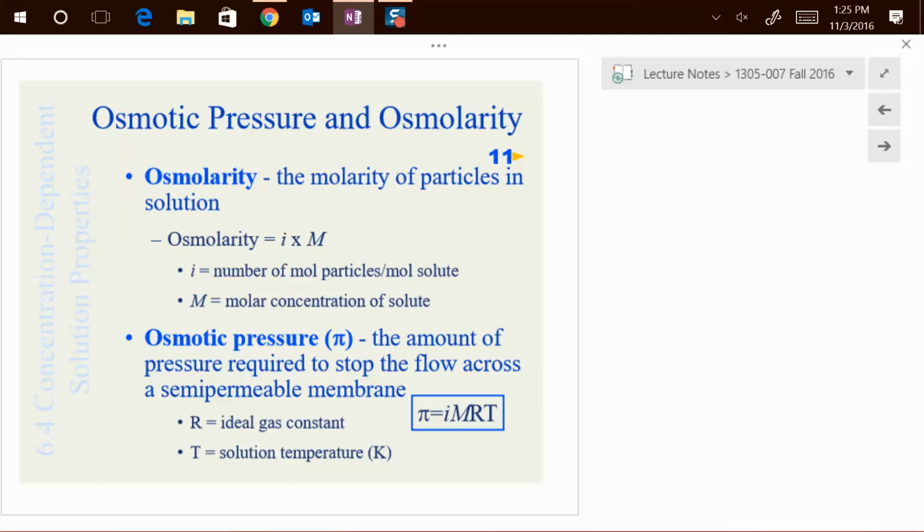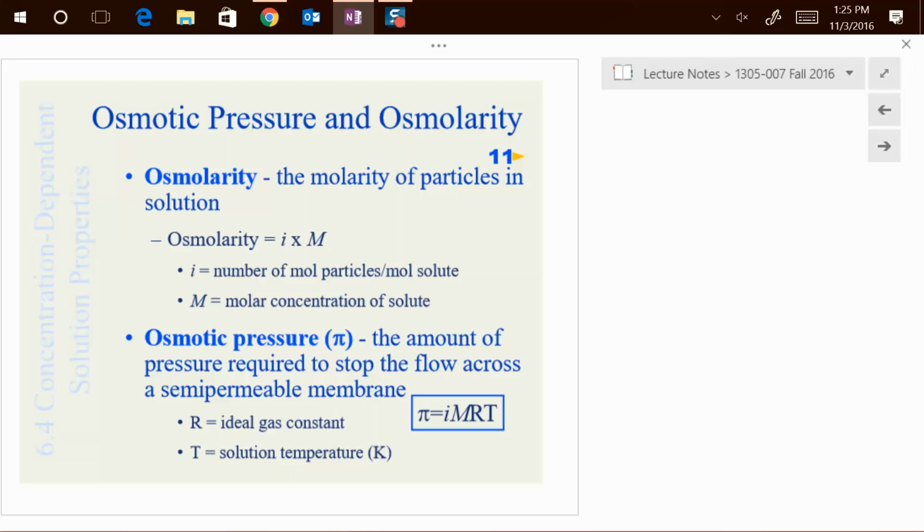Okay? And so once the pressure on one side is the same as the pressure on the other side, they will remain constant. The transfer of water going one way and the transfer of water going the other way will be the same. So that osmotic pressure will be established based on this equation. Pi, which is osmotic pressure, is equal to little i, the osmolarity, times the molarity, times R times T.